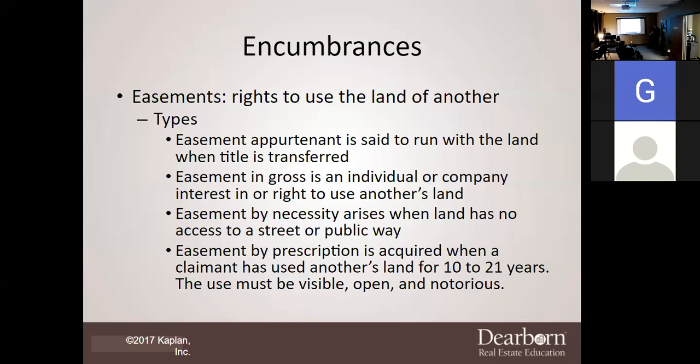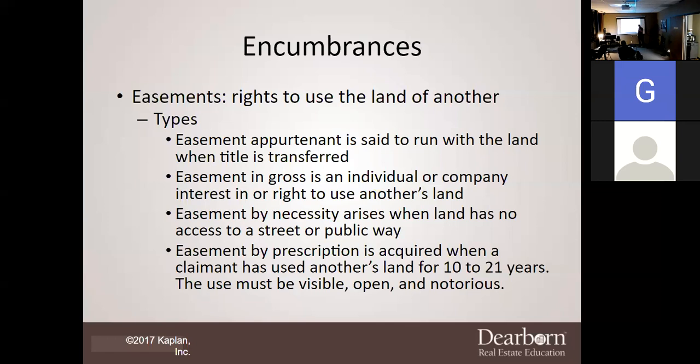That's correct. That's an easement. Yes. So in that situation, these are different types. An easement in gross is going to be an individual or company interest in or right to use another land. This is if you actually have the right. This one is your necessity. An easement by necessity arises when a land has no access to any street or public way.